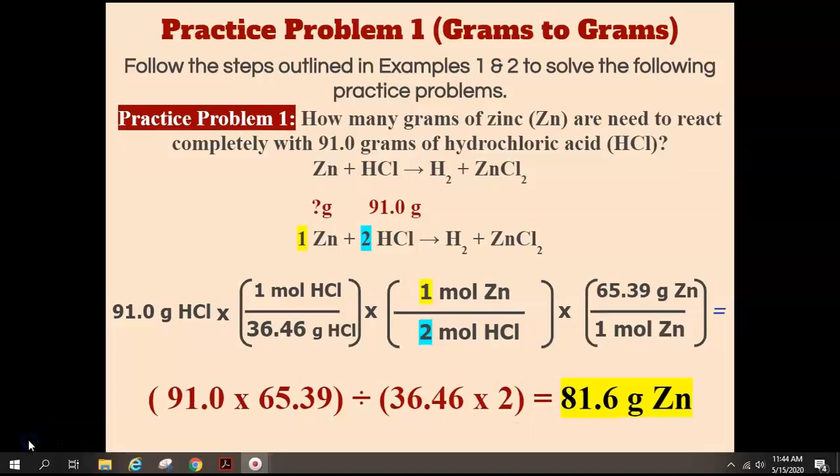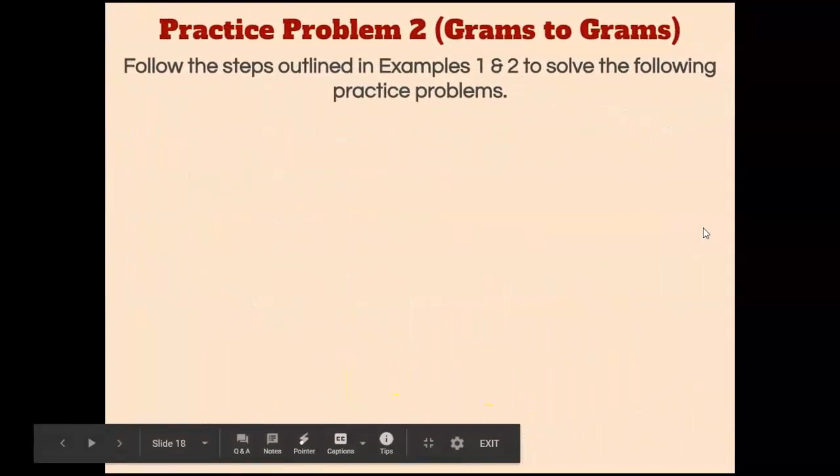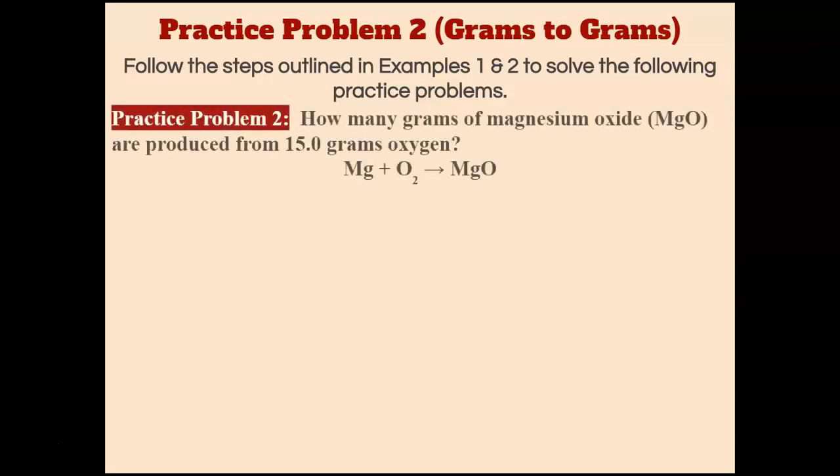For practice problem number 2. Again, follow the same steps I've outlined in the previous examples. Your problem 2, how many grams of magnesium oxide are produced from 15 grams of oxygen? Pause the video, follow the steps, and then resume to see the answer.